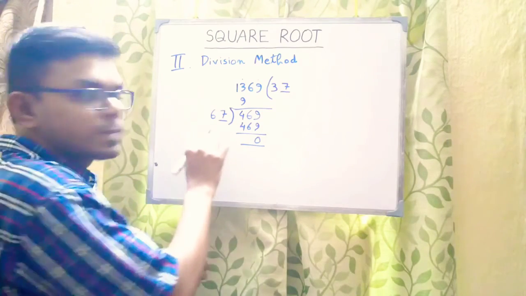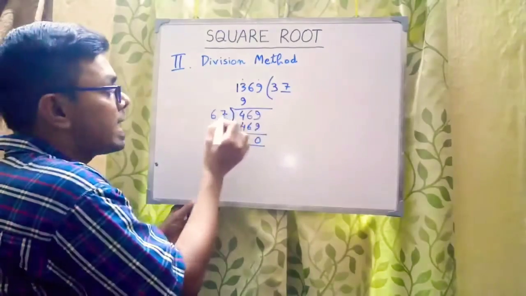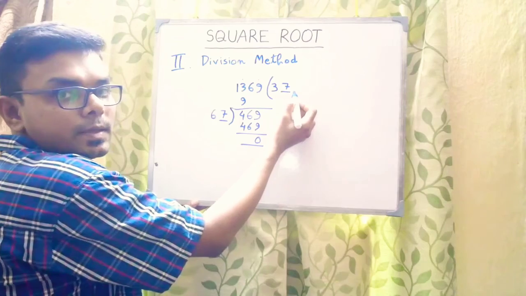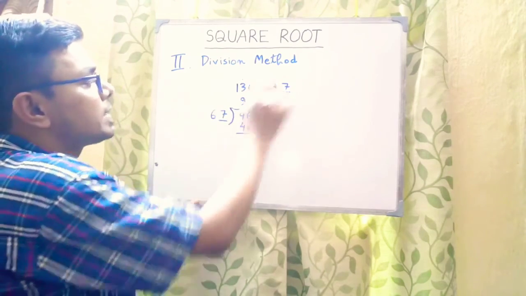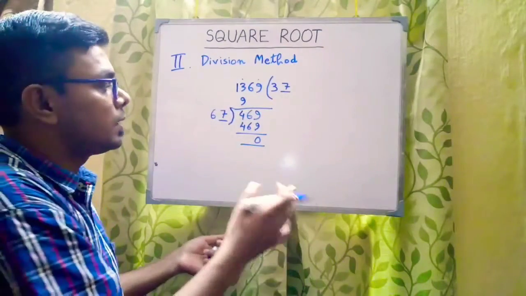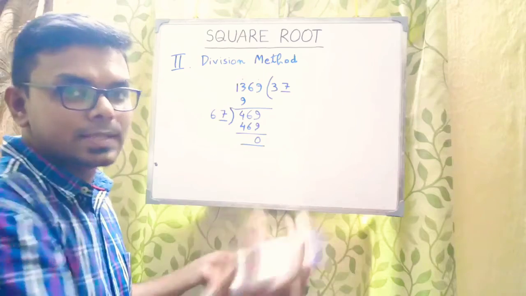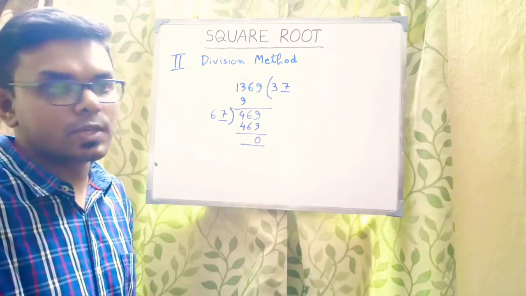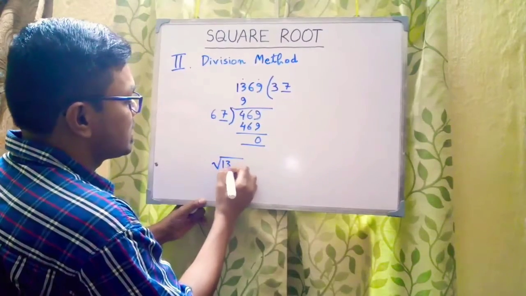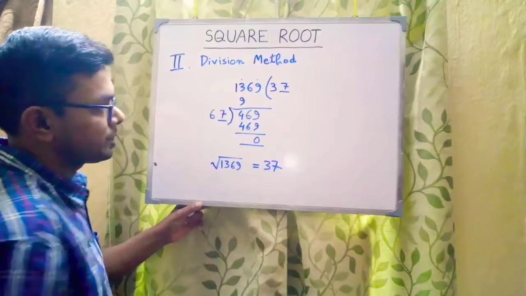So this point has to be taken care of. The digit which we write here, the same digit has to be written here, and this full number has to be multiplied with this digit. It might happen that this is not exactly divisible. Then in some other cases the division proceeds. It doesn't end here, just as we do in simple division of numbers. So the square root of 1369 is nothing but 37.